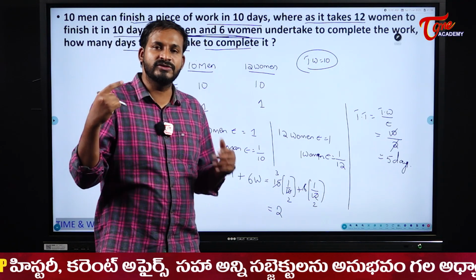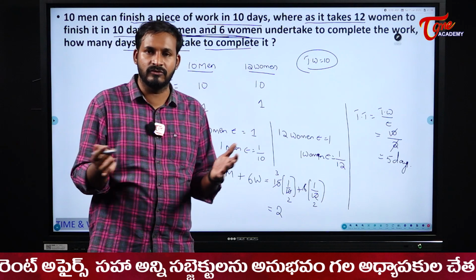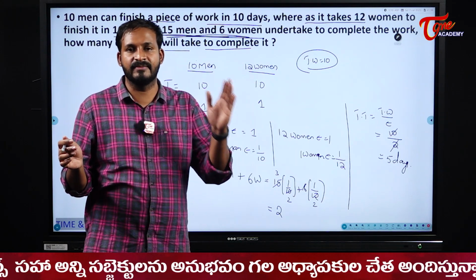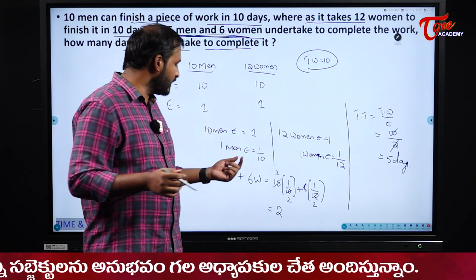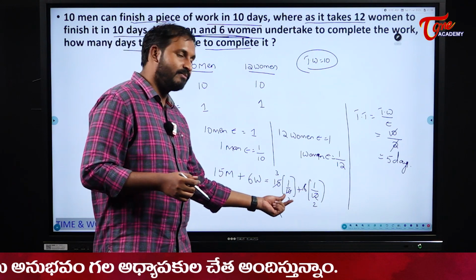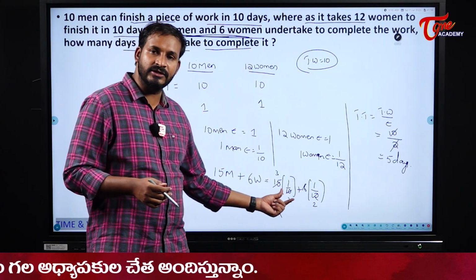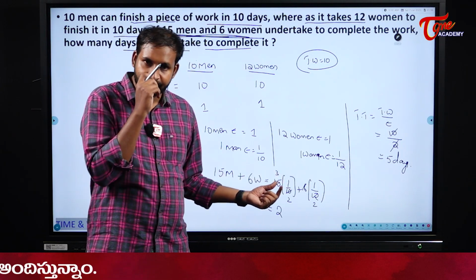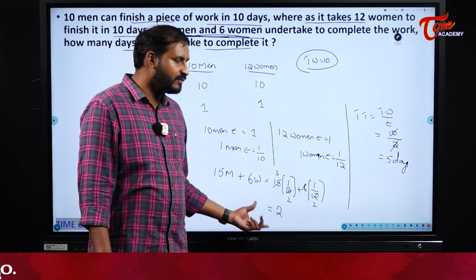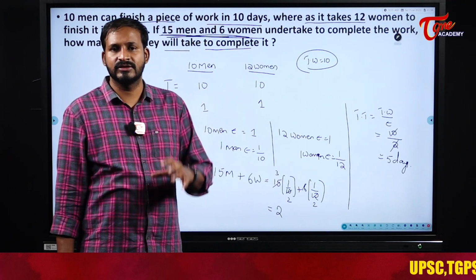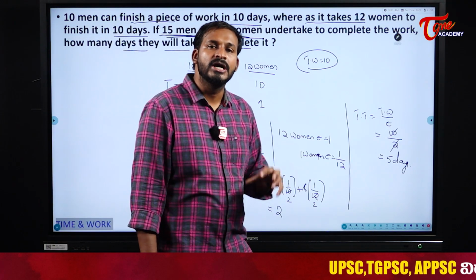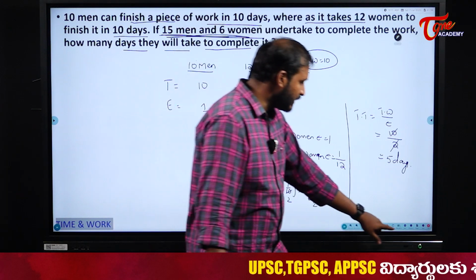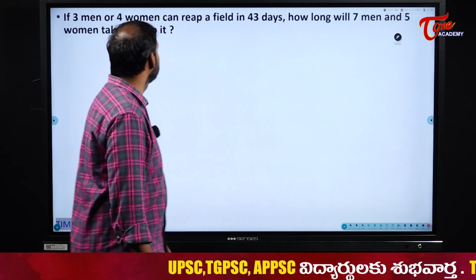There we used to have A, B and C. If they work together, we add A's efficiency, B's efficiency and C's efficiency. But here it is a group. So for 15 men, 1 man is 1 by 10, so 15 into 1 by 10. 1 woman is 1 by 12, so 6 women means 6 into 1 by 12. Understood? In this way, we will find the answers whenever the question is based on a group of people. Next one. See here.